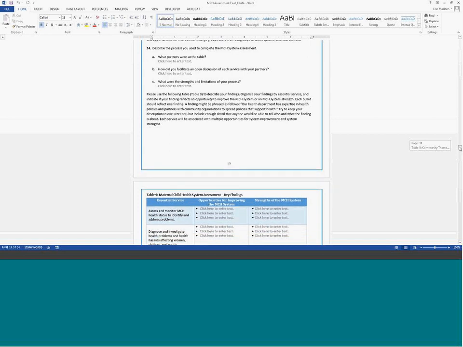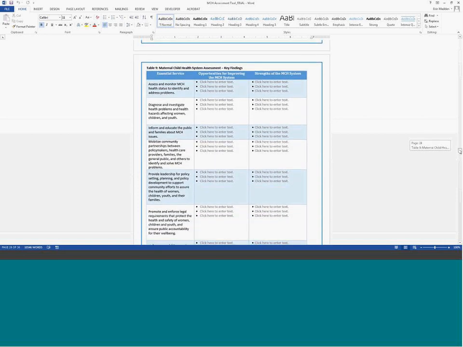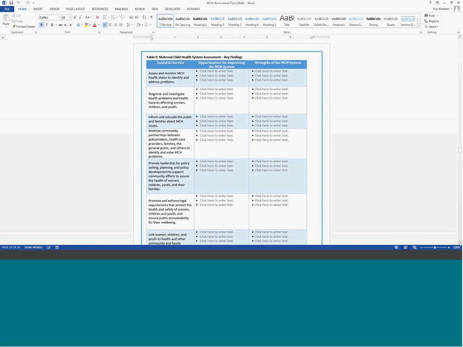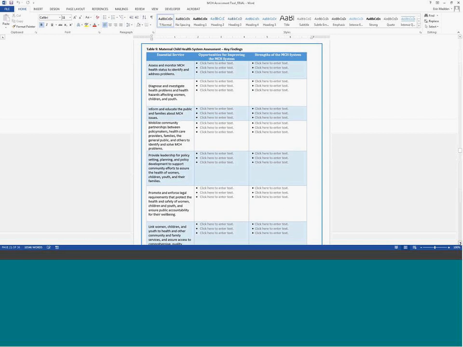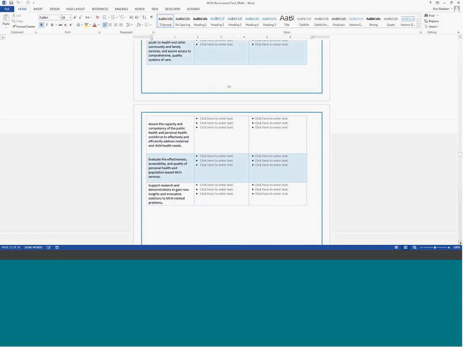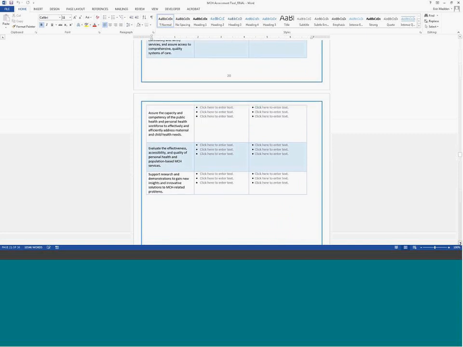Again, the next piece of this interpretation, what you'll do is you'll bullet out your findings related to each of the services. So the first that you'll talk about is assessing and monitoring maternal child health status to identify and address problems. So you talk about opportunities for improving the system as well as system strengths. When we orient you to this assessment, we'll go into much more detail to describe what each of these are and how we would recommend having a conversation about them.